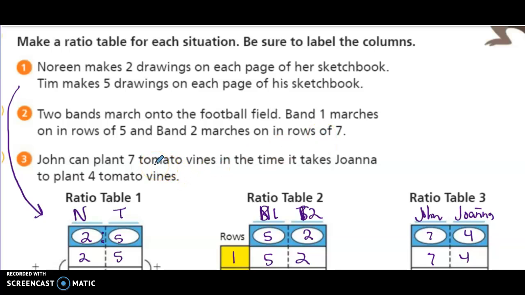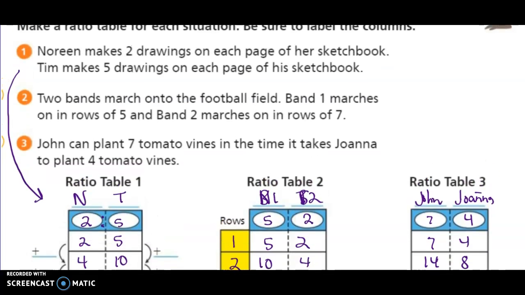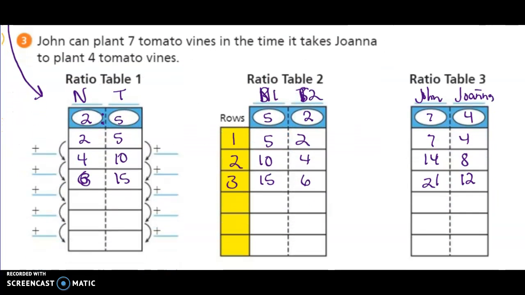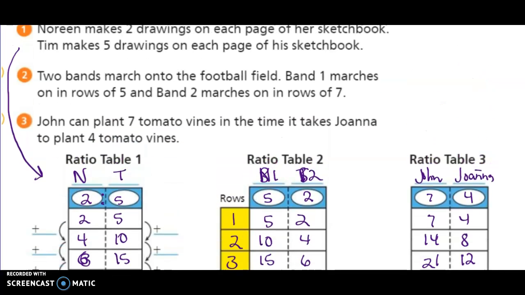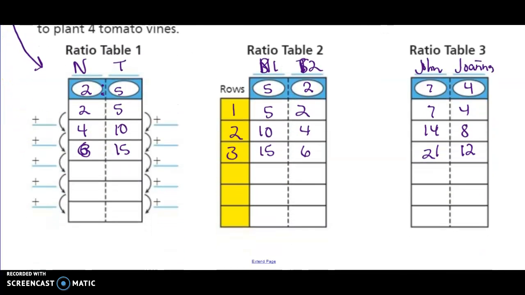Here we have John and Joanna planting vines. They are planting vines in the same time. Whether that time is an hour or a minute, it doesn't really say, but the linking unit is time. And the first one is drawings in a sketchbook. So the linking unit is pages in their sketchbook.